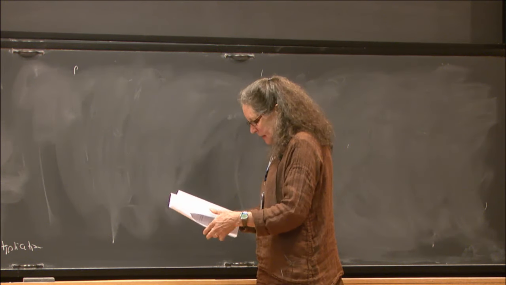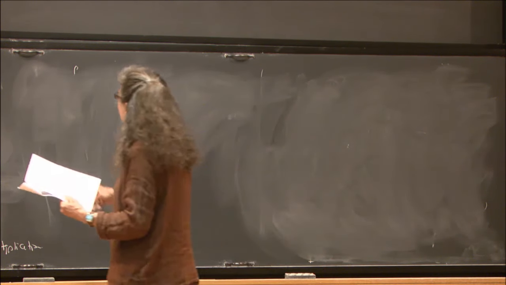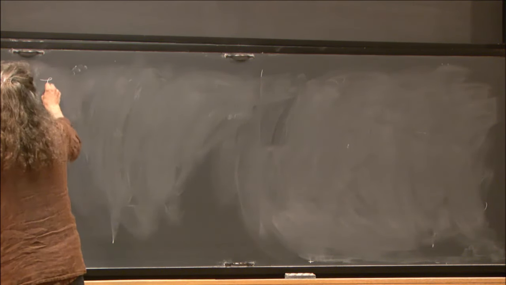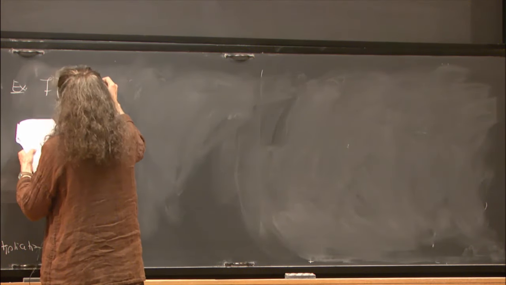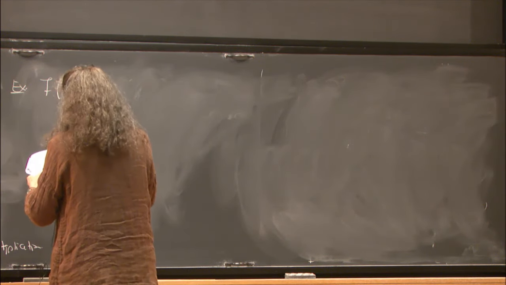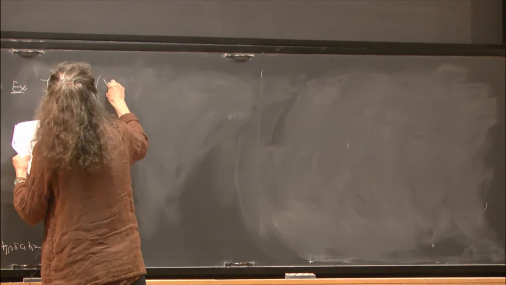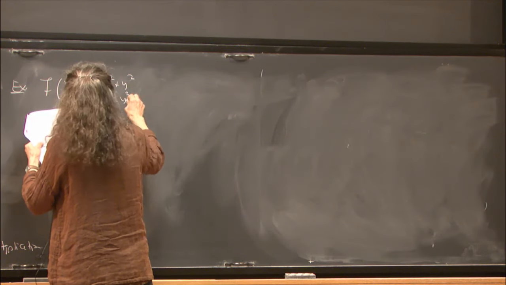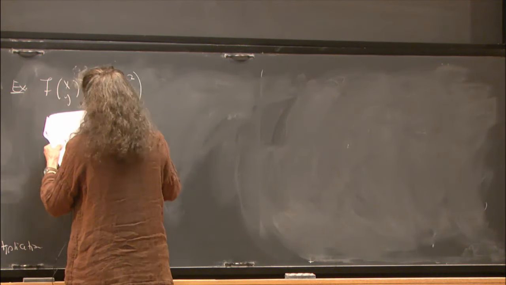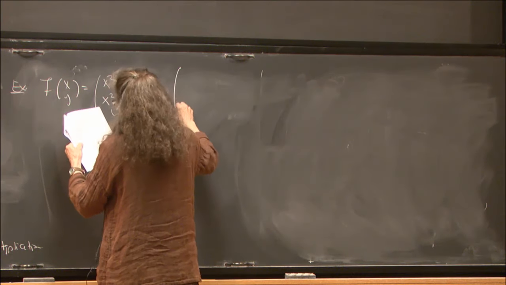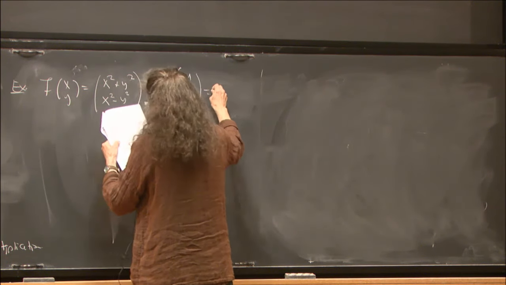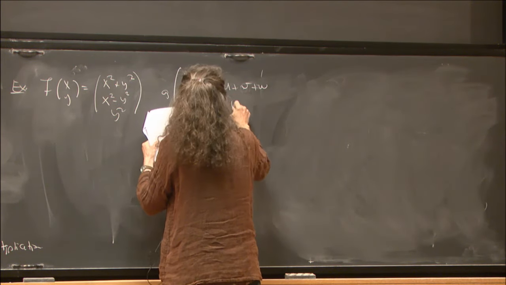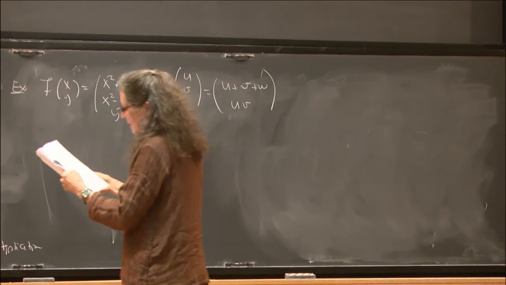Okay, so should we do an example of this? All right, so here's an example. F of (x, y) is equal to x squared plus y squared, x squared minus y squared, y squared. And G of (u, v, w) is equal to u plus v plus w, u v. I'll just do half of the exercise.